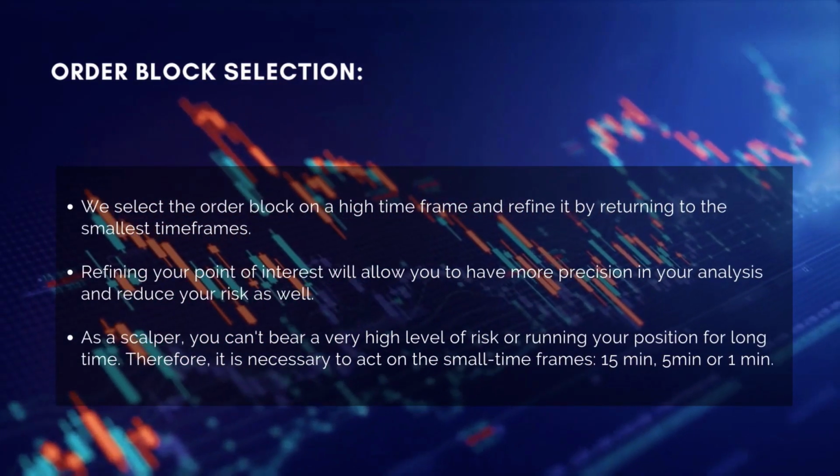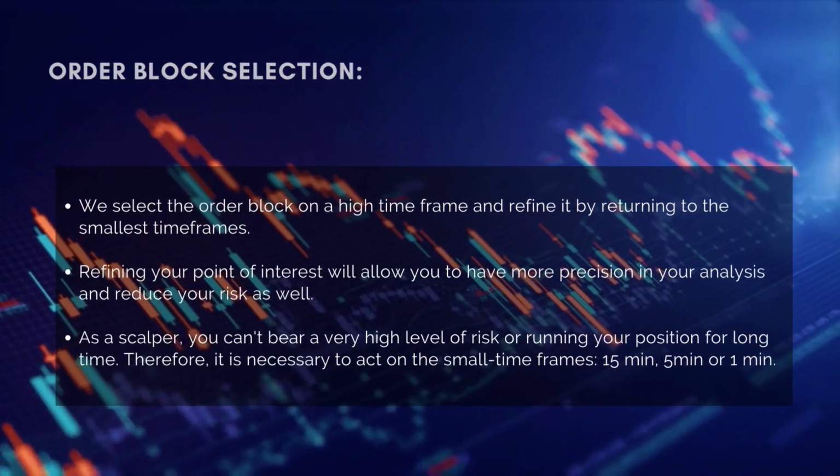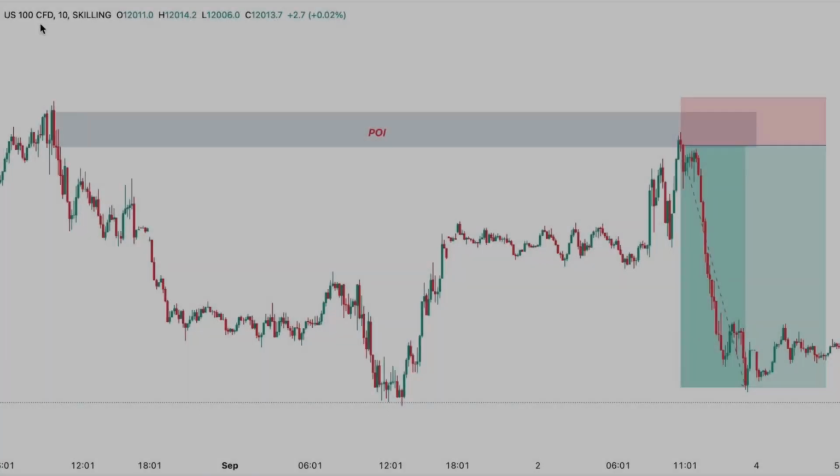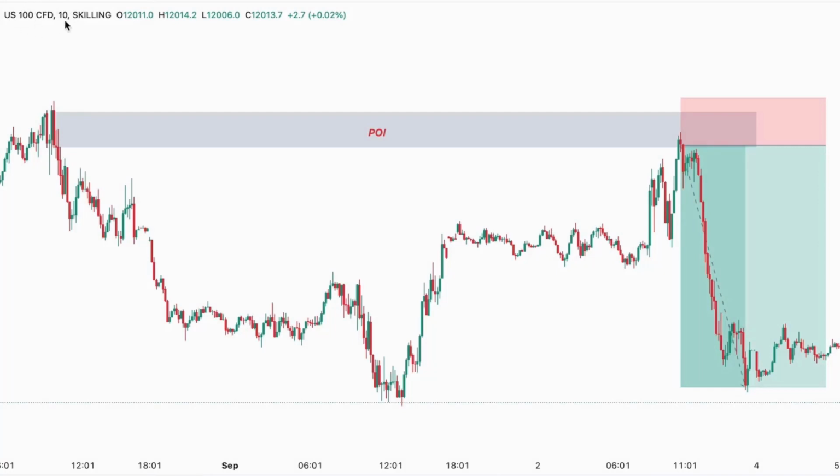Let's elaborate the refinement of order blocks by using the same previous example. If we switch the time frame from 4 hours to 10 minutes, you will identify the same bearish order block we mentioned on the 4-hour time frame. But in this time frame, you'll notice that the precision of this order block is higher and the risk is significantly lower. For each time frame used, you must switch to a smaller one until you find a more refined order block.